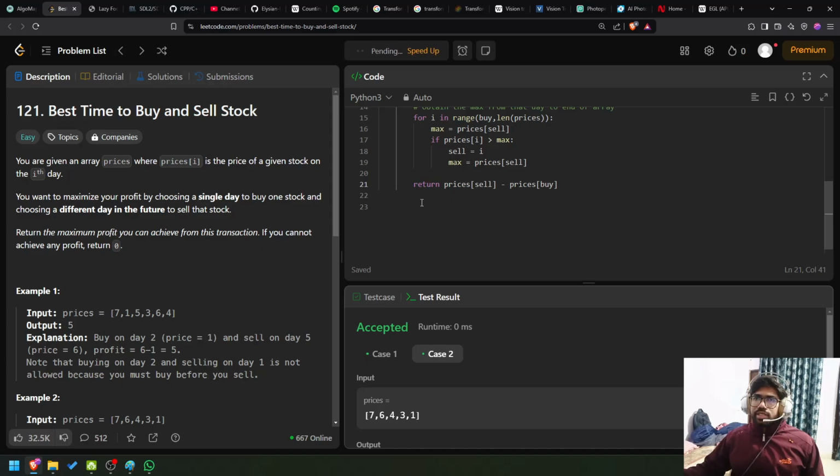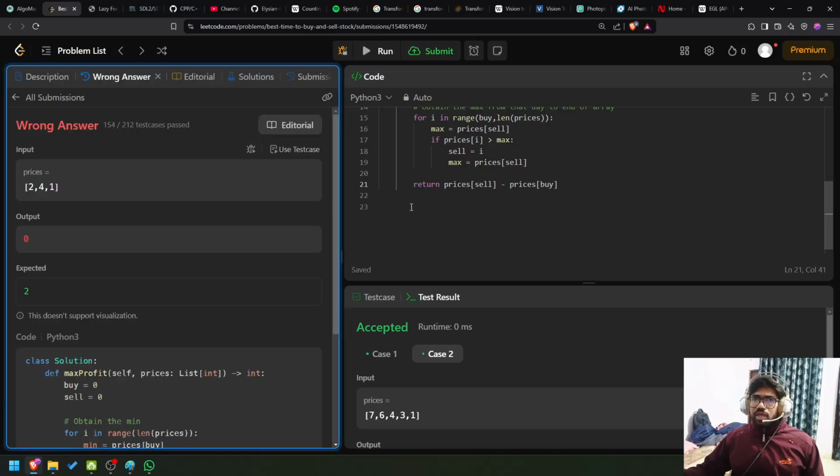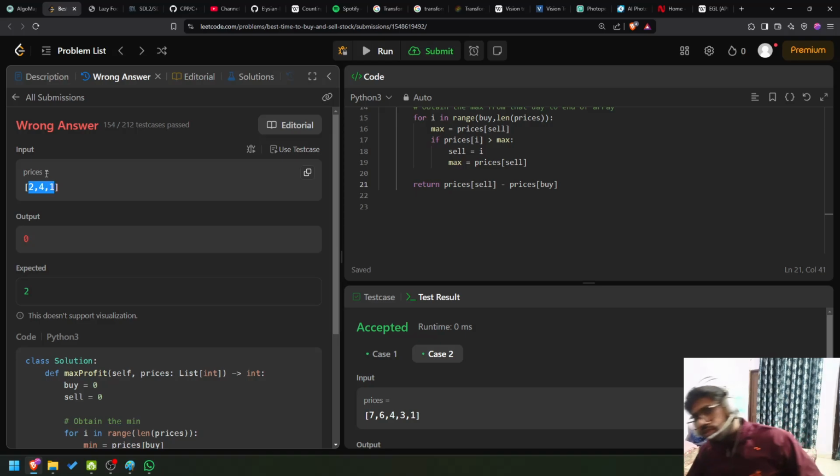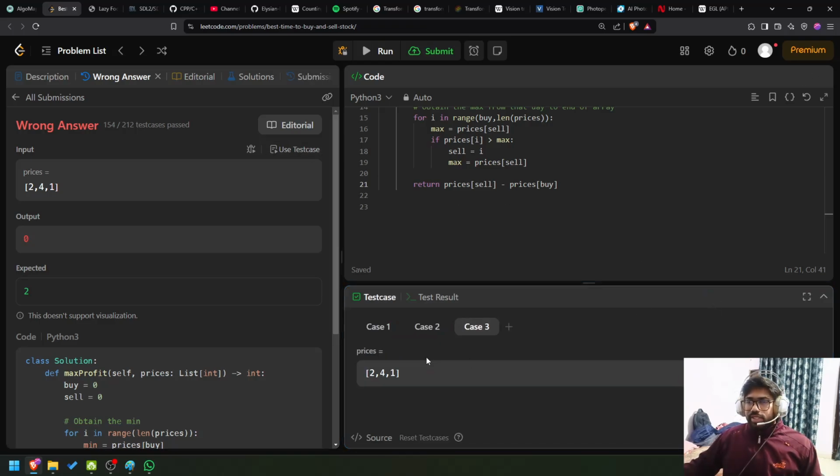And let's see, wrong answer. Okay, so finding the minimum, output 0, expected 2. Ooh, that means my theory is wrong. Okay.